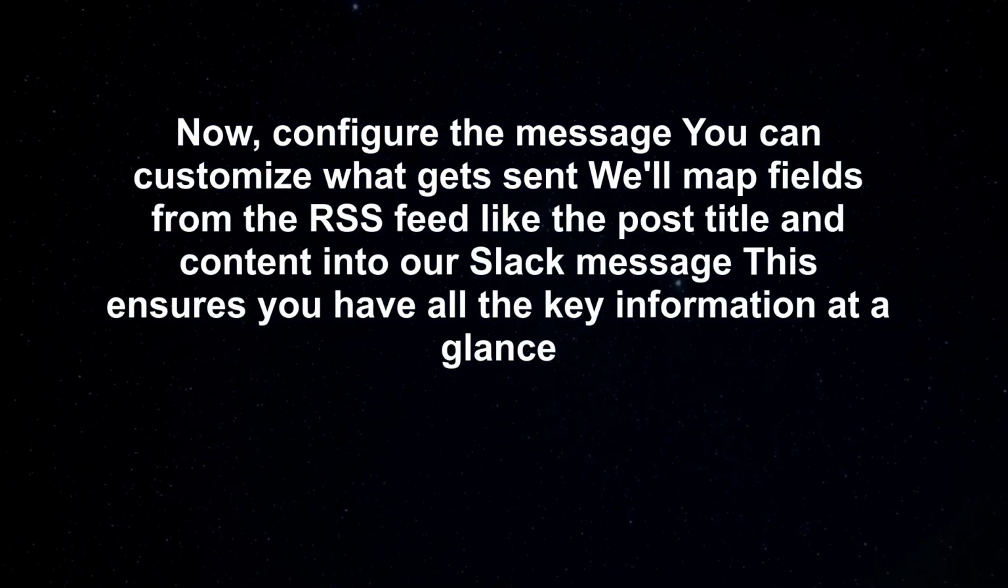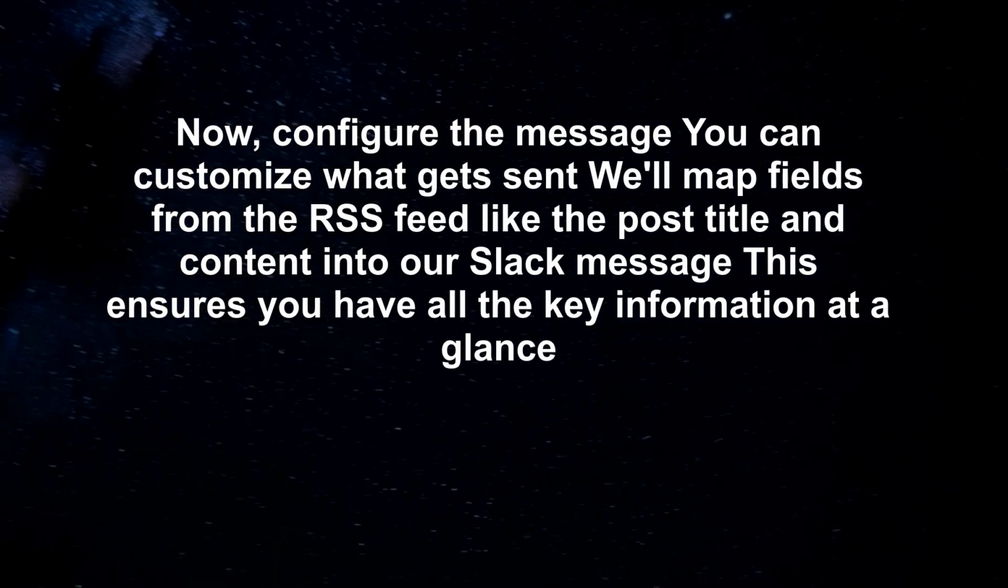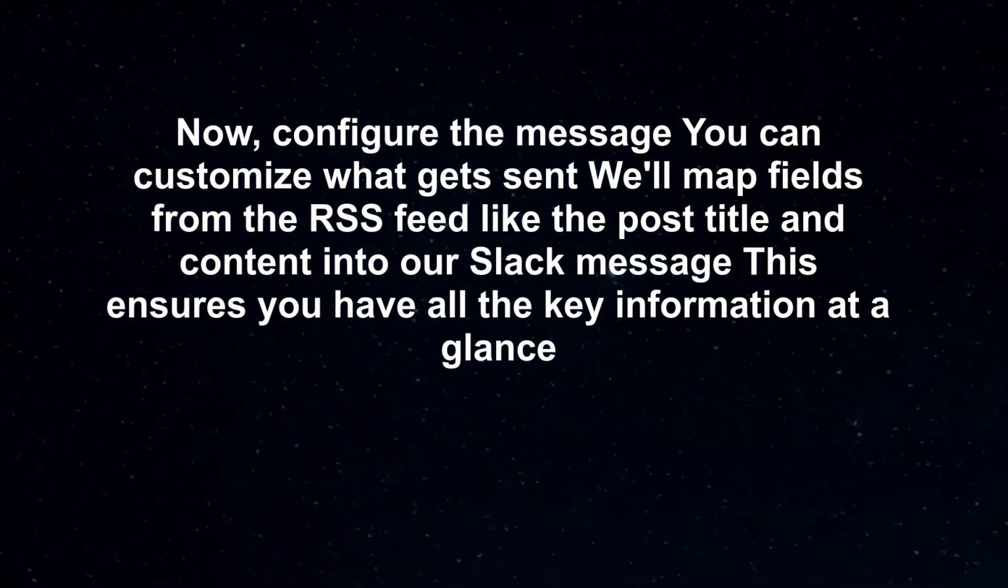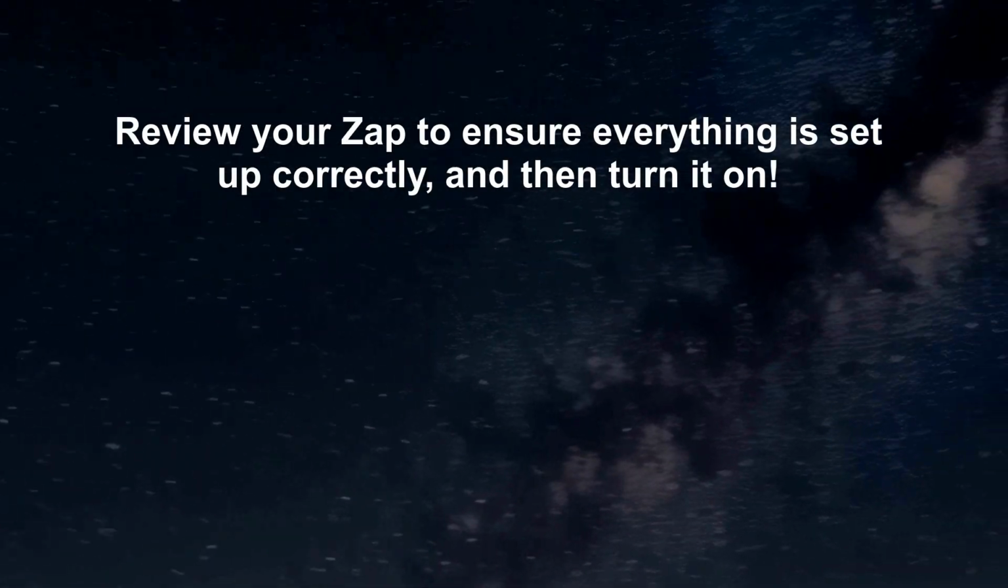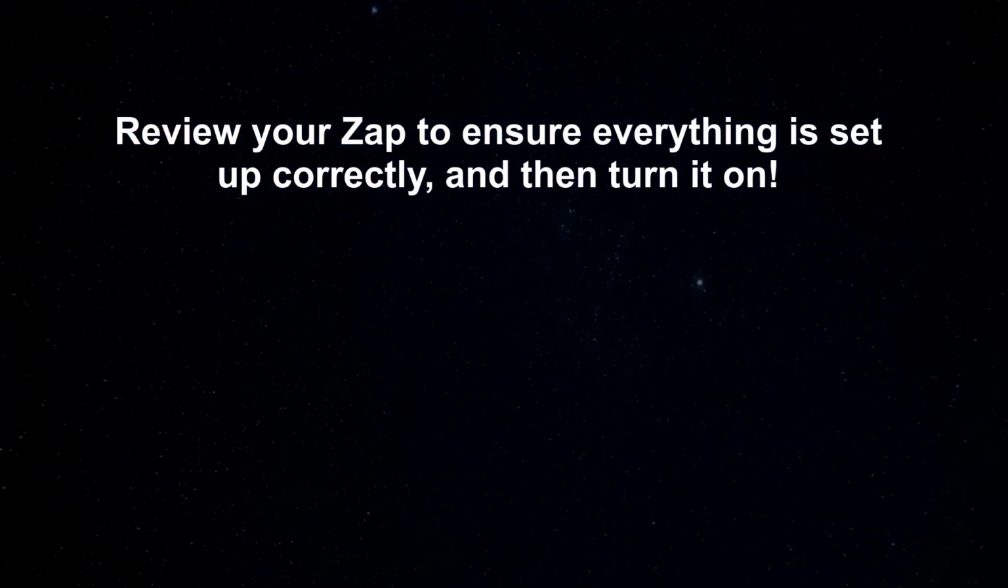Now, configure the message. You can customize what gets sent. We'll map fields from the RSS feed, like the post title and content, into our Slack message. This ensures you have all the key information at a glance. Review your Zap to ensure everything is set up correctly, and then turn it on.